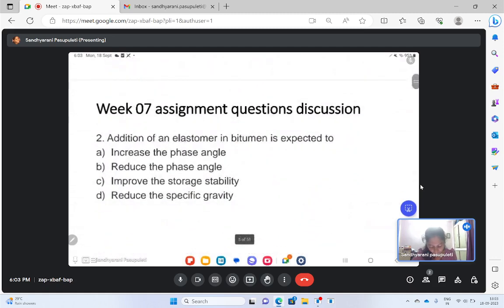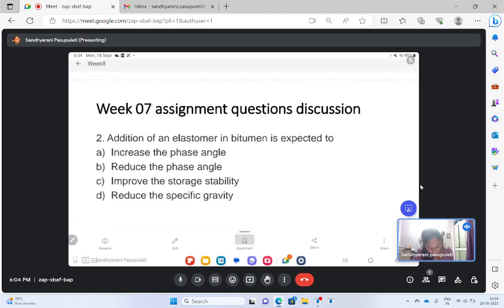And in the second question: addition of an elastomer in the bitumen is expected to. So here the question is, if we add the elastomer to the base bitumen, what is the change in the properties of that bitumen? Either will it increase or decrease the phase angle, or will it change the storage stability or specific gravity? So whenever we talk about elastomers, they increase the elasticity of the binder.